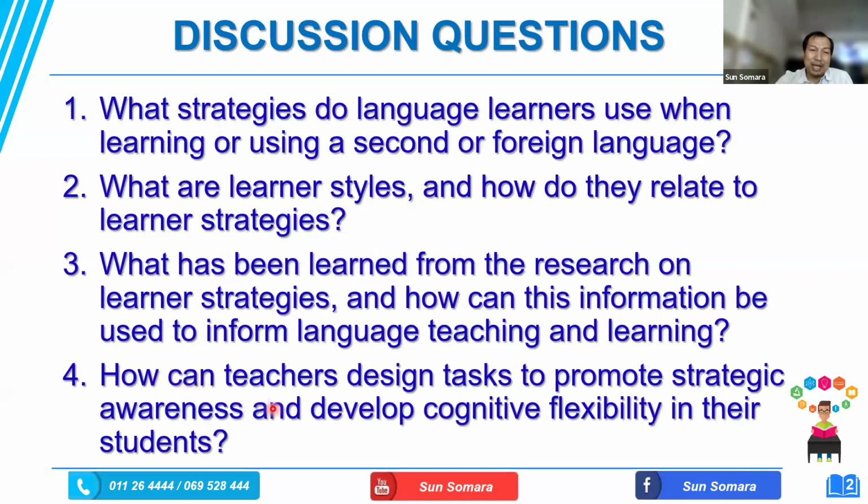And number four: how can a teacher design tasks to promote strategic awareness and develop cognitive flexibility in their students? There is some part about learner awareness, just like in the slide HID also shared, to learn the language effectively. What are the strategies that can promote learner awareness within the learning?